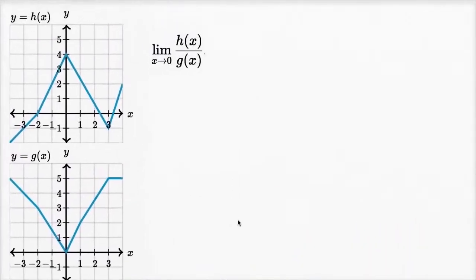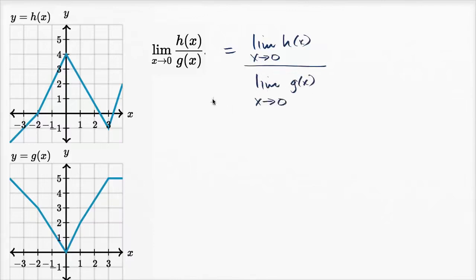All right. So these both look like continuous functions. So we have the limit as x approaches 0 of h of x over g of x. So once again, using our limit properties, this is going to be the same thing as the limit of h of x as x approaches 0 over the limit of g of x as x approaches 0. Now what's the limit of h of x as x approaches 0? As we approach x equals 0 from the left, our function seems to be approaching 4.